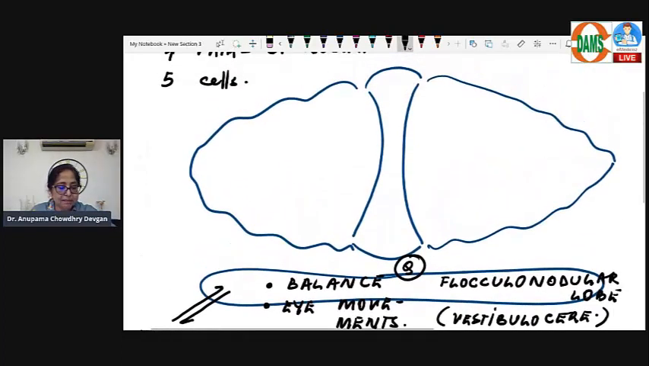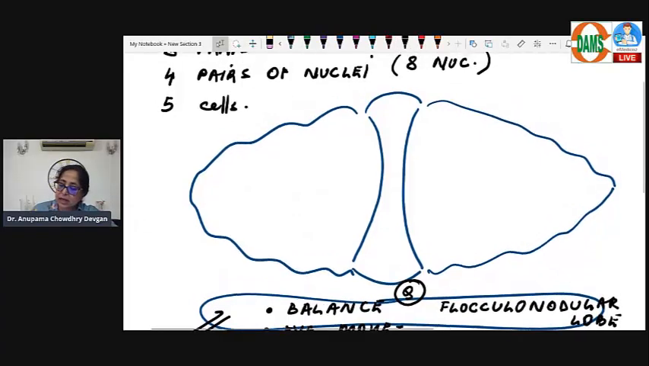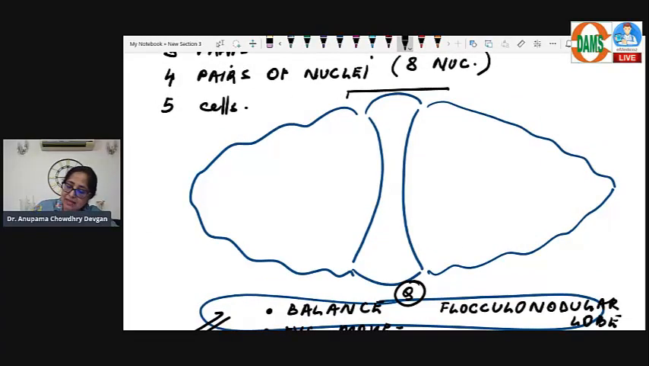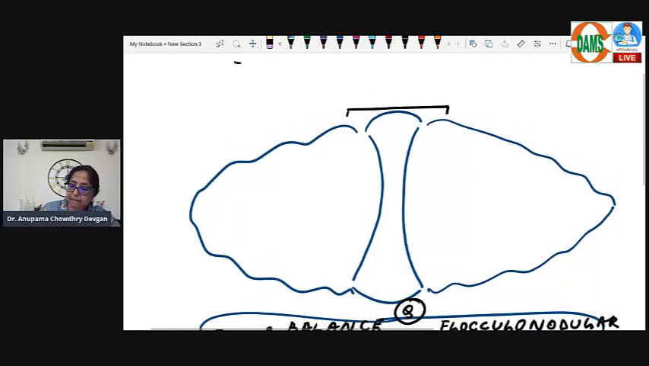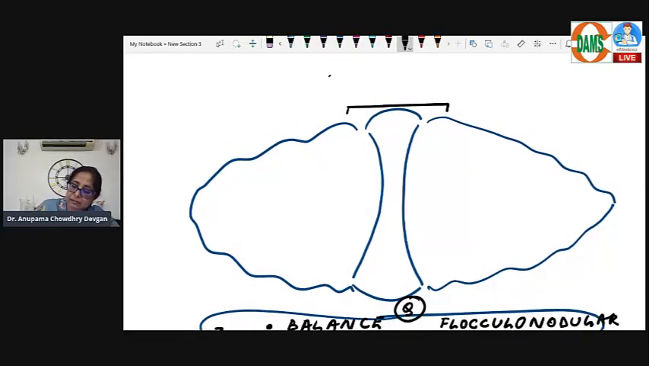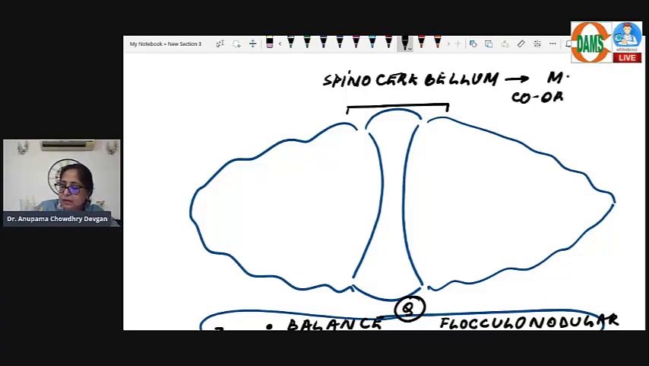Now, the second part is what is known as the spinocerebellum. Spinocerebellum is involved in motor coordination. Okay? Spinocerebellum will be involved in motor coordination.